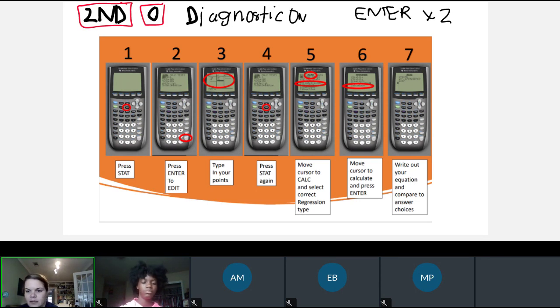Once you have done that, you're going to hit that stat button again. And then this time, it's going to automatically highlight edit, but you're going to scroll to the right 1 time and hit calculate and go down to number 4. So it should say LINREG. And you're going to hit enter and then go down to the bottom where it says calculate again and hit enter.